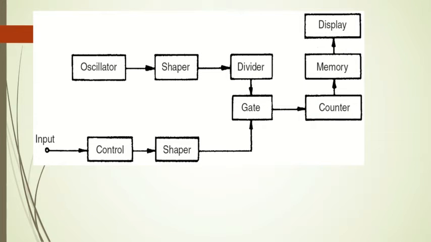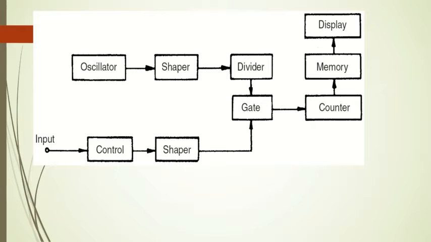It contains an oscillator, a shaper, divider, an electronic gate, a counter, a memory for storage, and the display. The oscillator is usually placed in a regulated temperature environment so as to provide a reference frequency that is very accurate and stable. That reference frequency is fed into a pulse shaper, where it is transformed into a train of pulses that are fed into the gate. Then the signal whose frequency is going to be measured is also fed into the shaper and transformed into a train of pulses that are fed to the electronic gate.